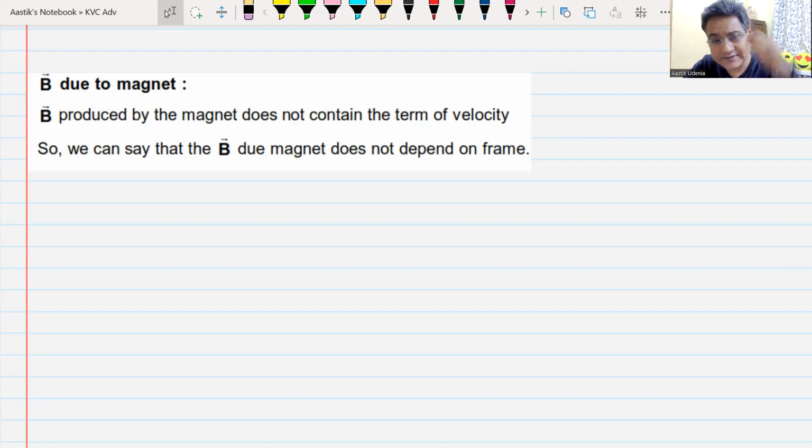Only one case depends on the reference frame. And what is that case? That case is the magnetic field created by a single charge. It depends on the reference frame. Magnetic field created by a wire or a magnet does not depend on the reference frame. I'll give you a minute to note this down.